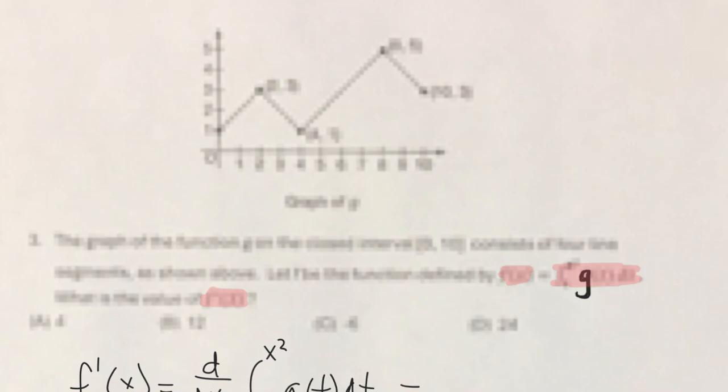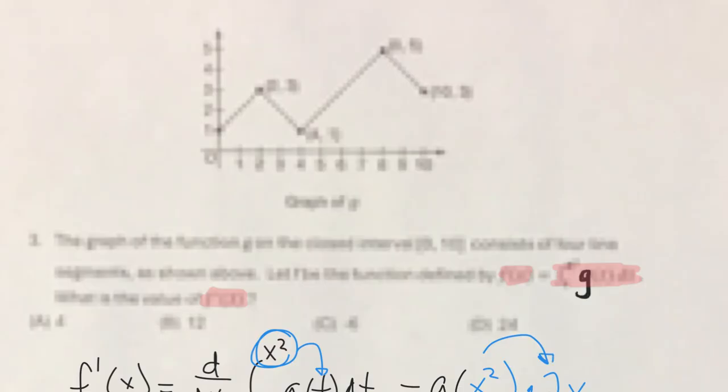Okay, our question says, what is the value of f prime of 3? So f is defined as an integral. Okay, so f prime of x is the derivative from 4 to x squared of g of t dt, right? This is our second fundamental theorem. So we plug x squared into here. This is g of x squared times 2x, because you have to multiply it by the derivative.